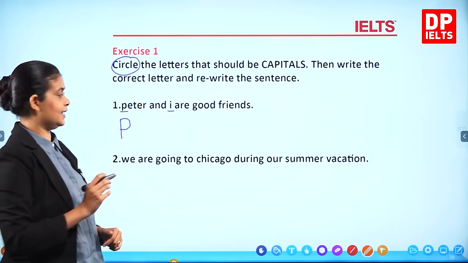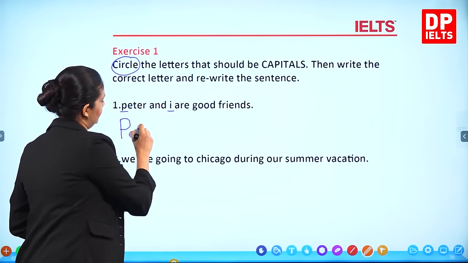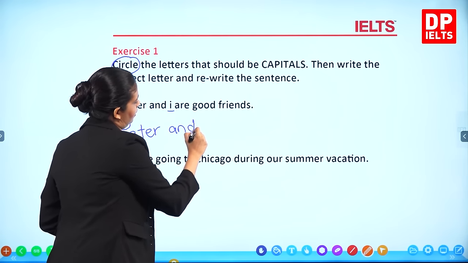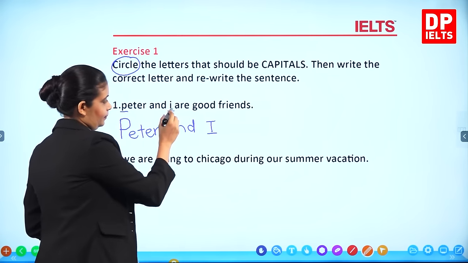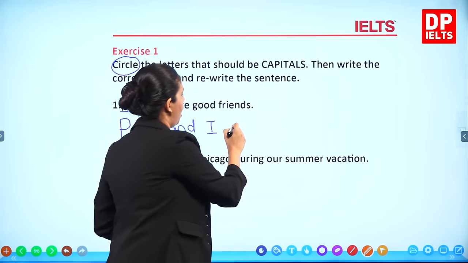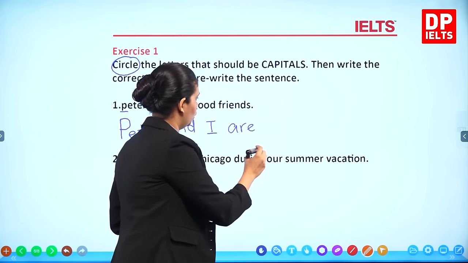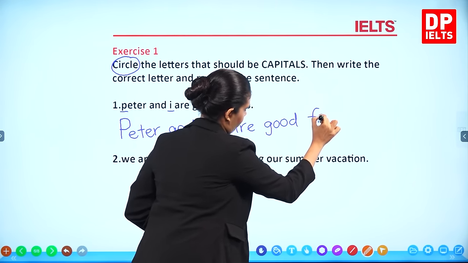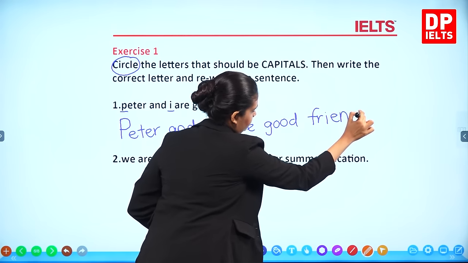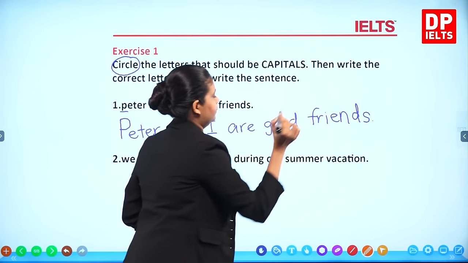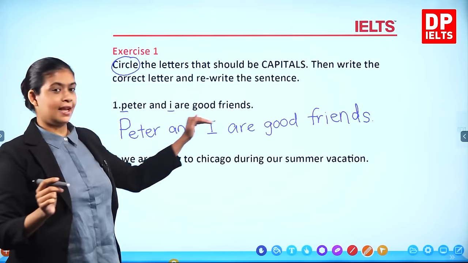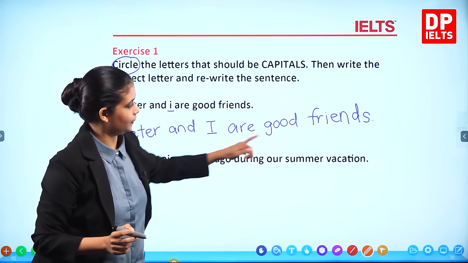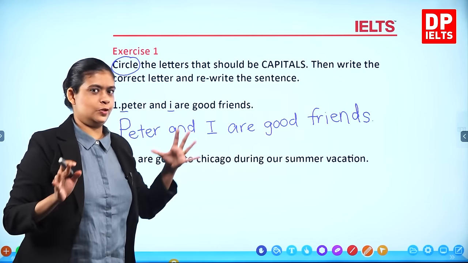Let's rewrite the sentence. Peter and I, okay, capital letters, are good friends. Okay, Peter and I are good friends. P akura capital, I akura capital, sentence ki ivara karanne full stop ekaki.